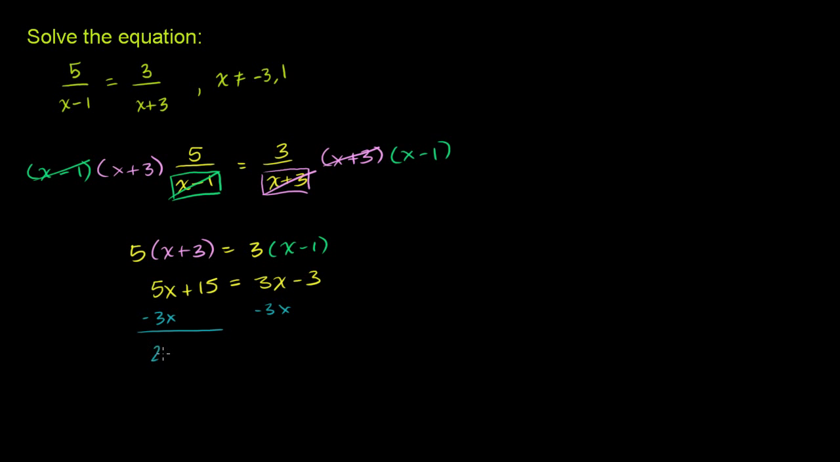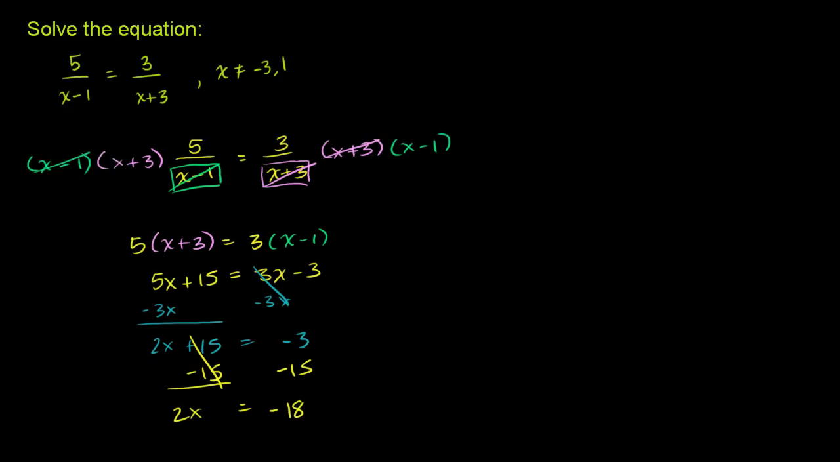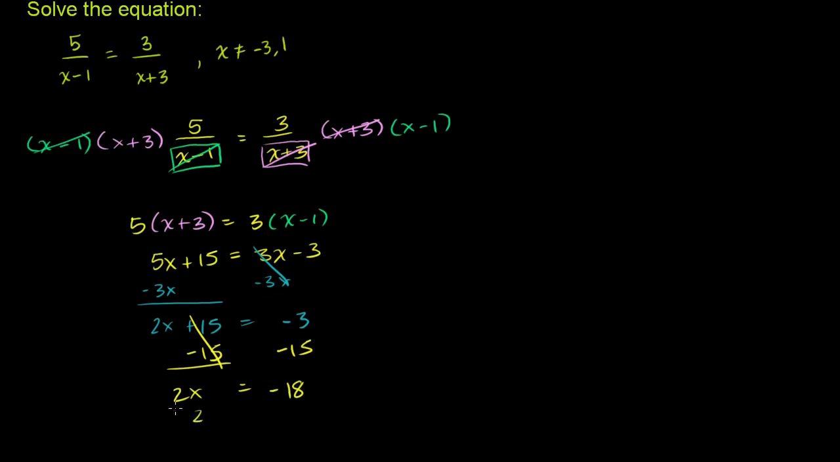And we get 2x plus 15 is equal to, those cancel out, negative 3. And then we can subtract 15 from both sides. And we're left with 2x is equal to negative 3 minus 15, which is negative 18. Divide both sides of the equation by 2. And we're left with x is equal to negative 18 over 2, which is negative 9. We get x is equal to negative 9.